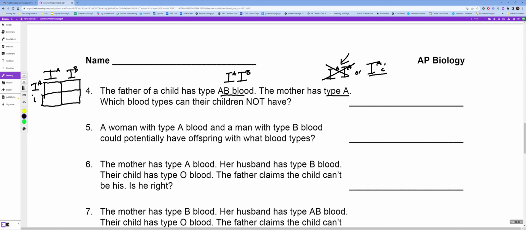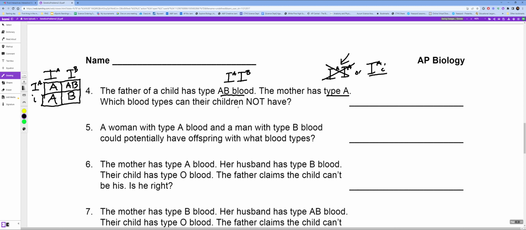Now I'm going to do something a little different here in that instead of putting the actual genotypes in the boxes, I'm just going to put the phenotypes or the blood types, since it can get a little dicey if you start putting too much in these little squares. So this one has an IA and an IA. That's going to give you type A blood. IA and IB is going to give you AB. IA little i is going to give you type A. And IB i is going to give you type B blood.